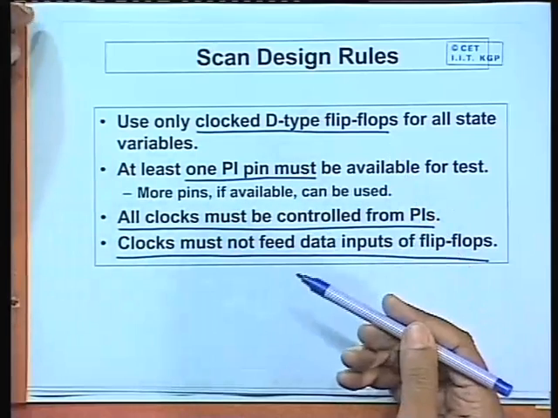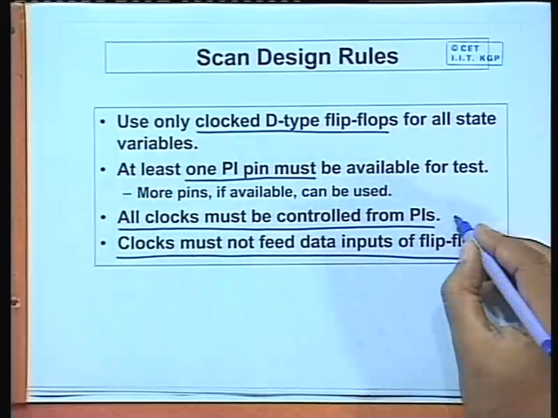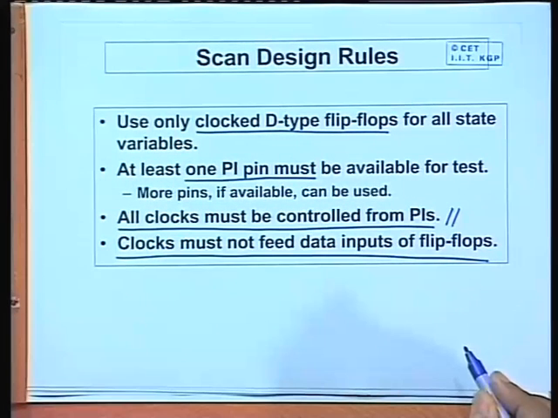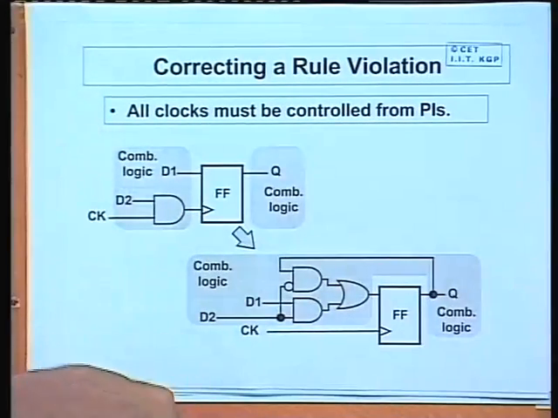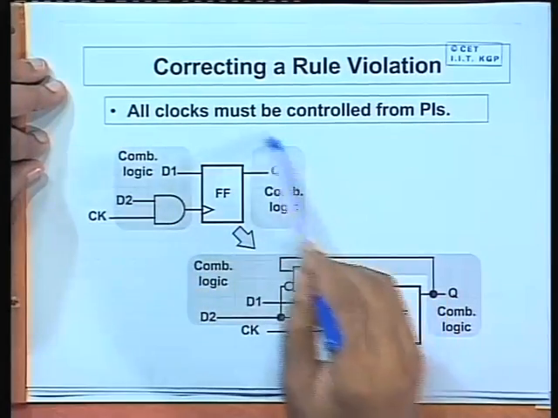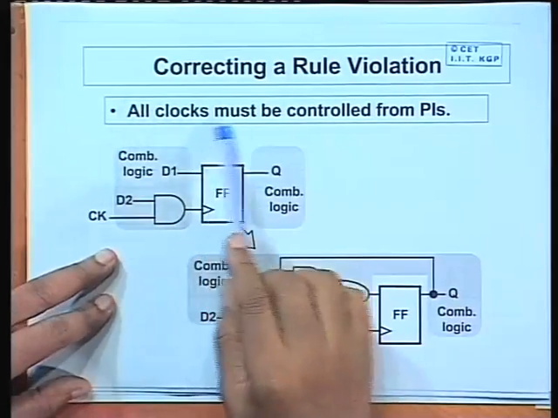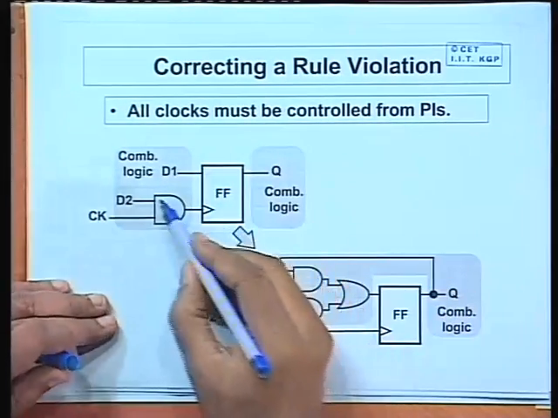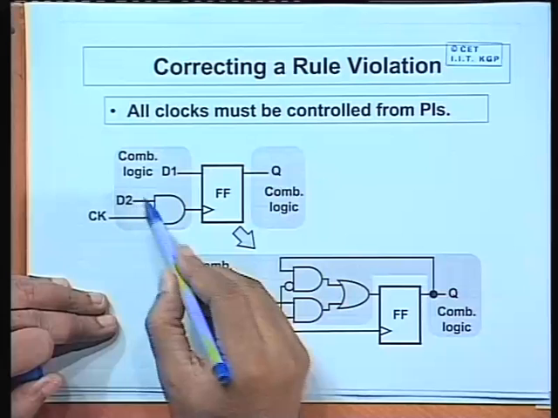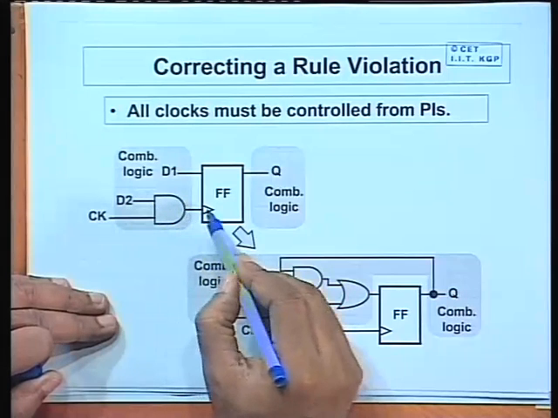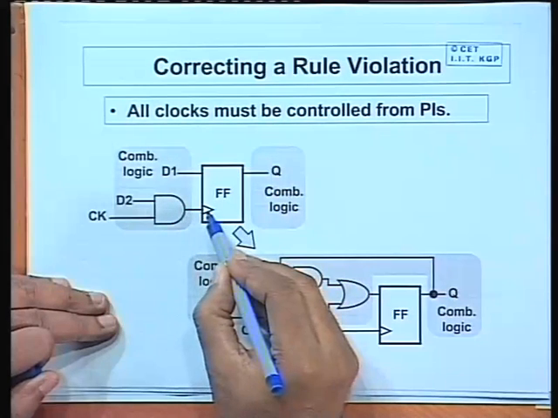Well, there are ways to enforce these rules. For example, let us take one example, say the third one, all clocks must be controlled from primary input. Suppose in a design we had a portion of the circuit where this design rule violation was there. Like the clocks were not directly controlled from primary input. That means here you had a gated clock. This is a flip-flop, clock, some other data D2 coming from somewhere, they were ANDed and then the clock was generated. But the rule says the clock should come directly to the gate inputs.